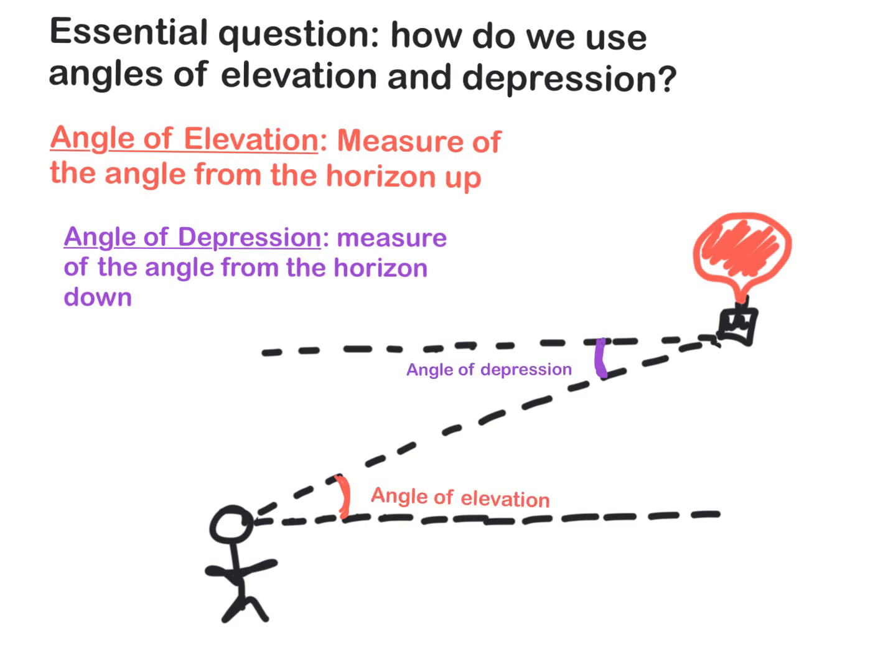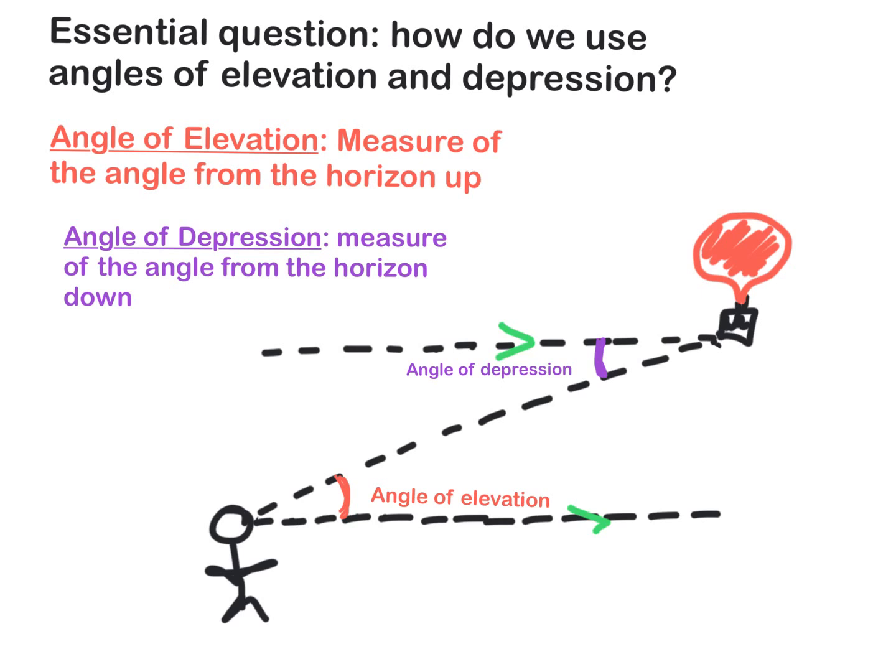And because horizons are always parallel to each other, the angle of depression and angle of elevation are always equal to each other. Now, just in case you're wondering what you're looking at, this is a guy looking at a hot air balloon far away in the distance. So, I've got some mad art skills here.